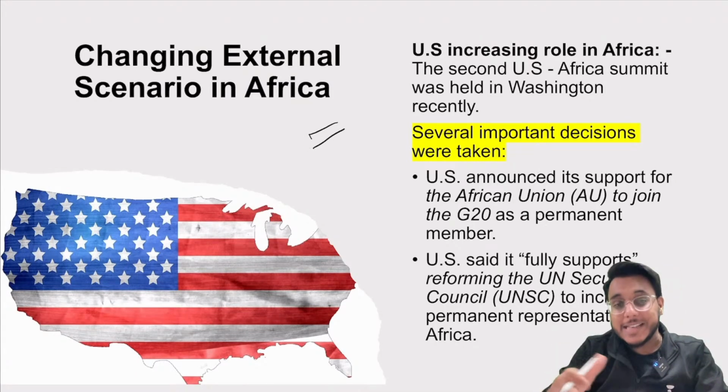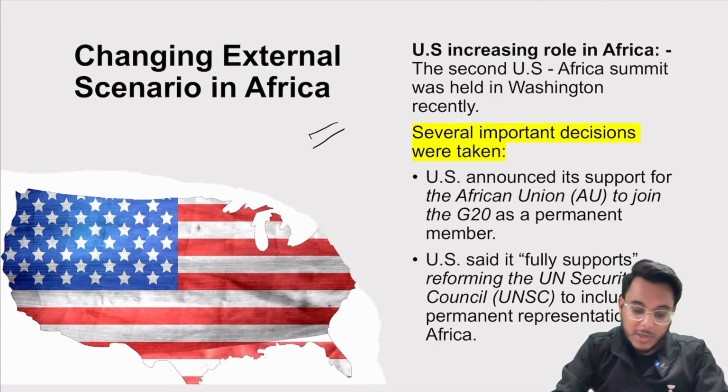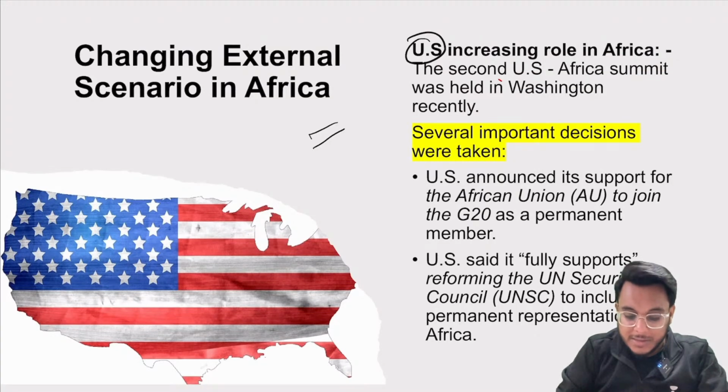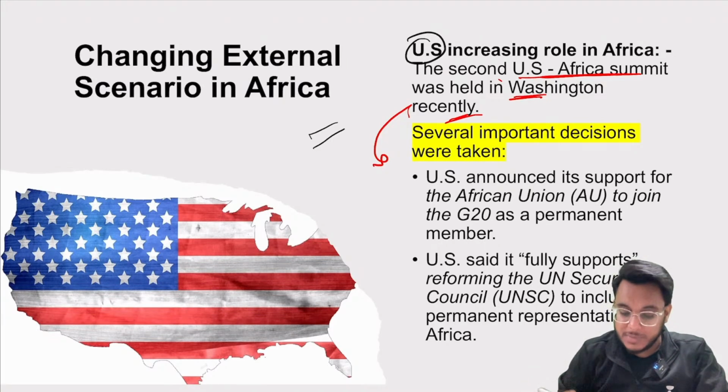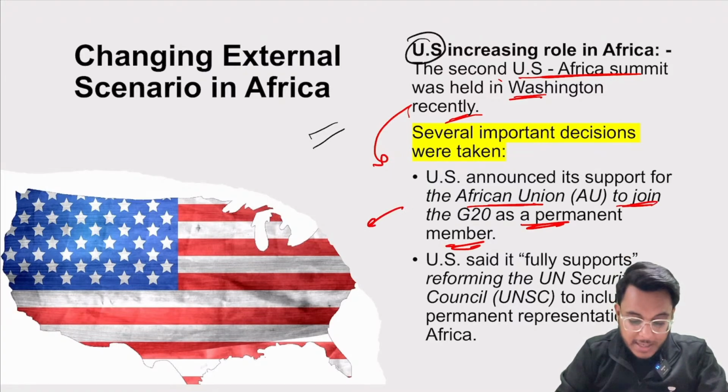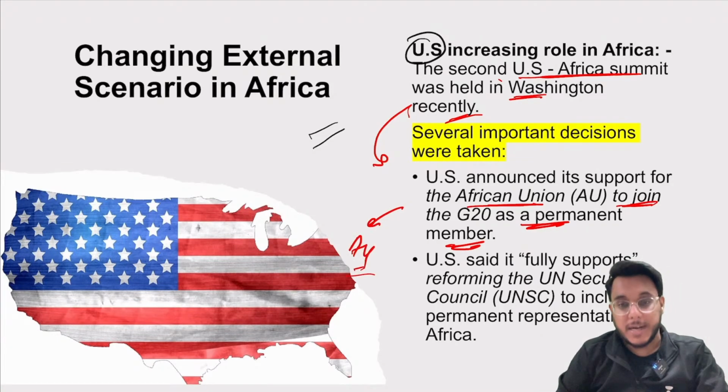Now other countries have started to focus on Africa. For example, USA now is increasing its relations with Africa. For example, recently the second US Africa summit was held in Washington, and in this second US Africa summit several important decisions have been taken. For example, USA has recently announced that it will support the African Union's plan to join G20 as a permanent member. So the African Union will join G20 as a permanent member.